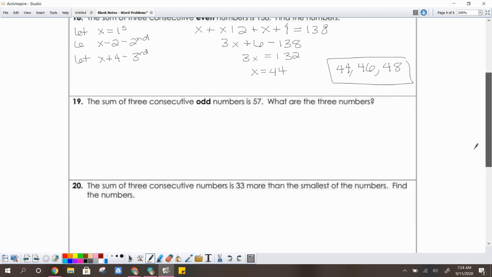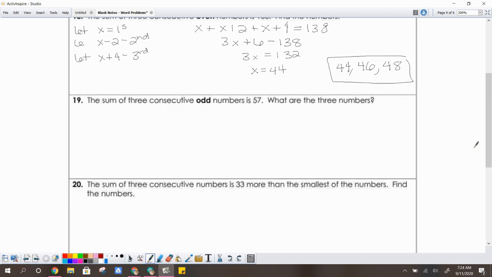All right, so same idea for 19. Try it. Come back when you're ready. All right. So x is your first one. X plus 2 is your second. X plus 4 is your third. So we're going to go ahead and do the same thing we did up here. So x plus 2 plus x plus 4, and that should all add up to give me 57.